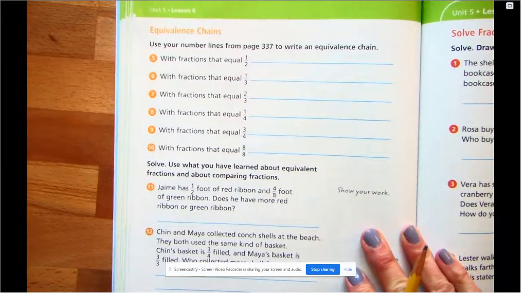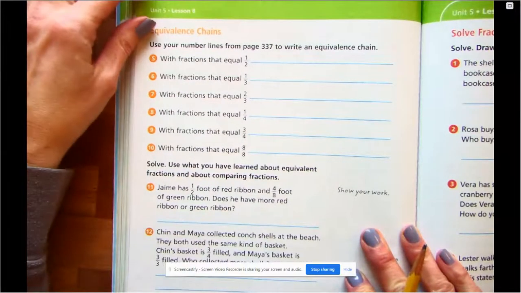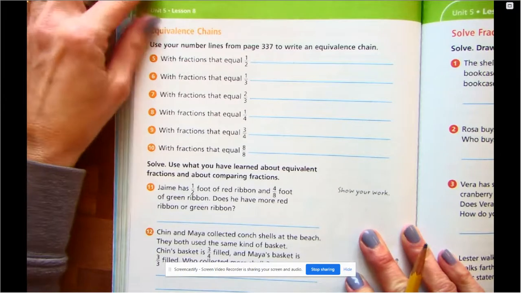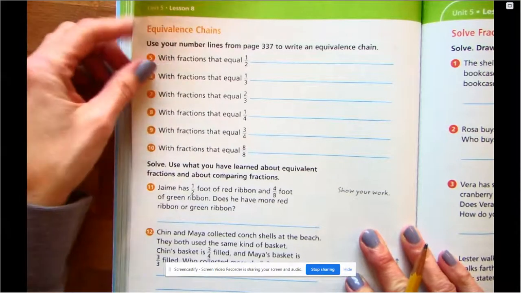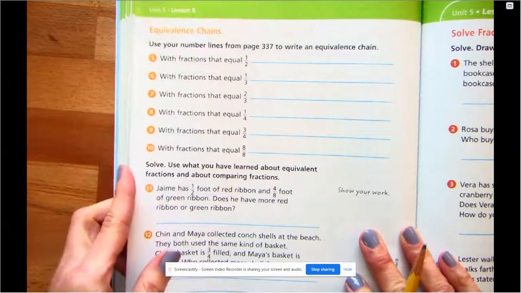All right, third graders, I'm back. My camera froze, so I was recording, but nothing was happening on the screen. So we had a nice little pause there in between part 1 and part 2.